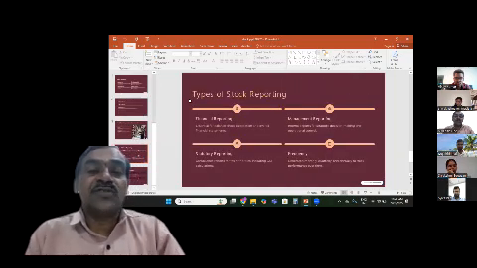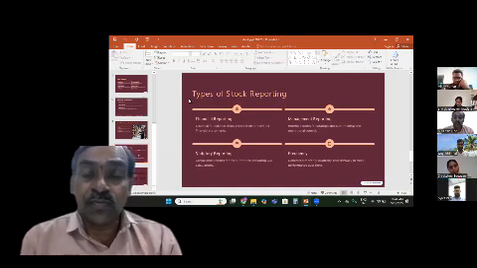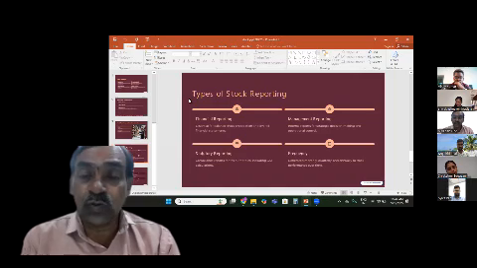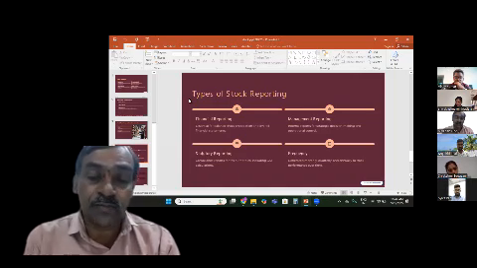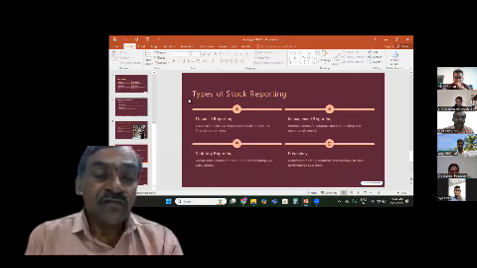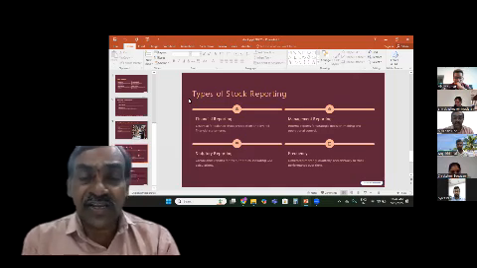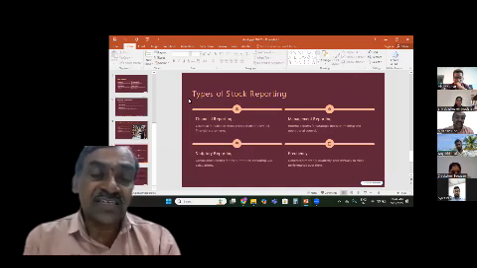Coming to the types of stock reporting, there are four types of stock reporting. One is financial reporting, two management reporting, three statutory reporting, four frequency reporting. Number one is financial reporting. Financial reporting is essential for balance sheet preparation and overall financial statements.